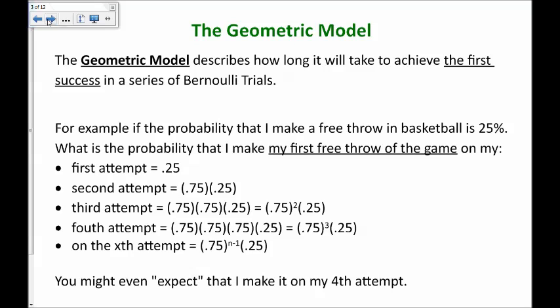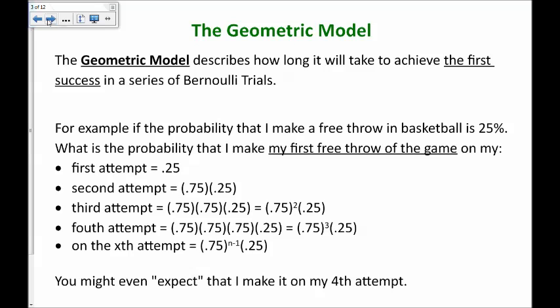So for example, if the probability that I make a free throw in basketball is 25%, and that's a constant 25%, what is the probability that I make my first free throw of the game on my first attempt? It'd be 25%. For my first success to be on my second attempt, I'd have to miss it the first time and then make it the second time. If my first free throw of the game is on my third attempt, I will have had to miss it twice and then make it.